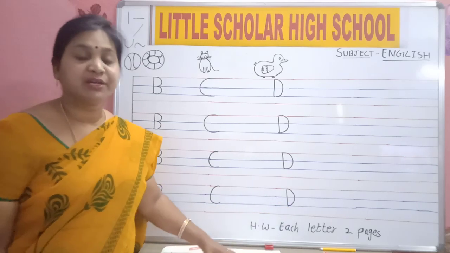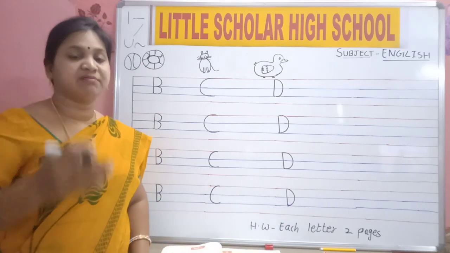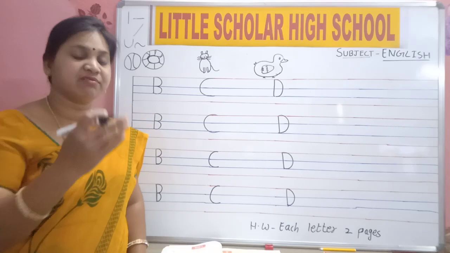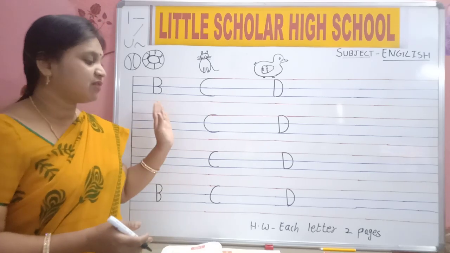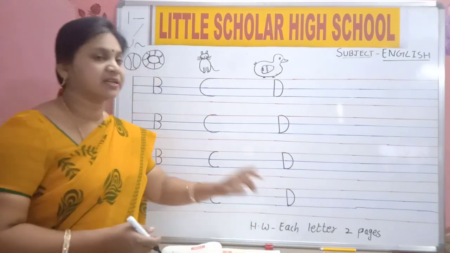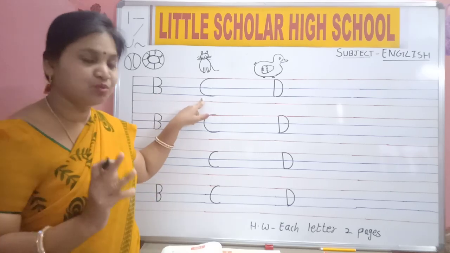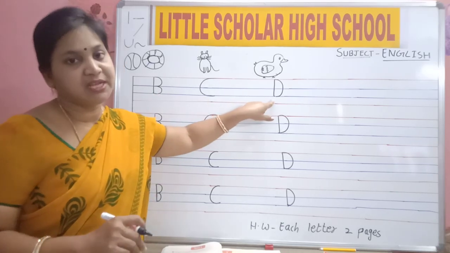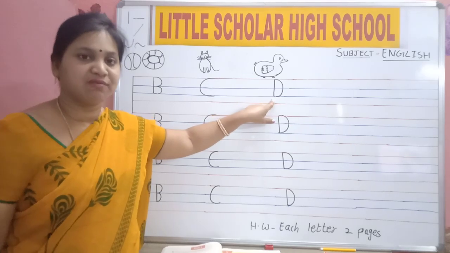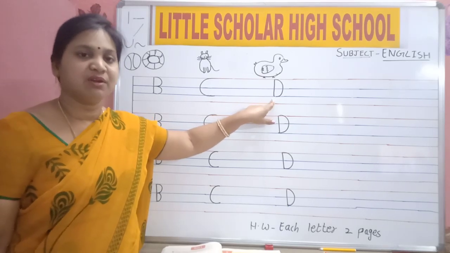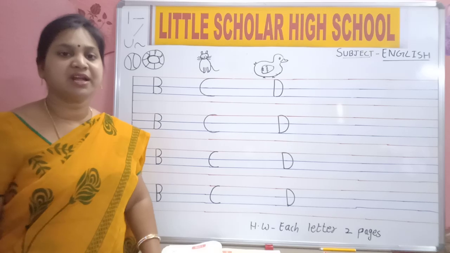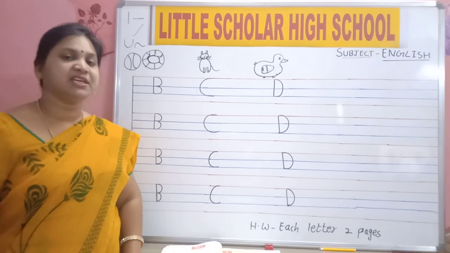So you will divide your paper into 4 equal parts, and in one paper you will write each letter. B letter 2 pages homework, C letter 2 pages homework, and D letter 2 pages homework. You all will finish your homework. You all are good children. You will finish your homework with neat handwriting.